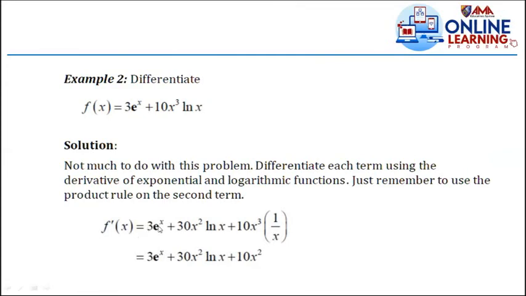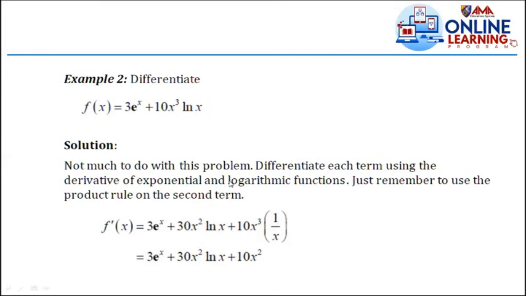So with that, 3e to the x, we're going to get the first derivative. So we have 3e raised to u, which is x, multiplied by du. Du is 1. So the derivative of our first term, 3e to the x, is the same, 3e to the x. Next, for the second term, not much to do with this problem. Differentiate it using the derivative of exponential and logarithmic functions. Just remember to use the product rule on the second term.